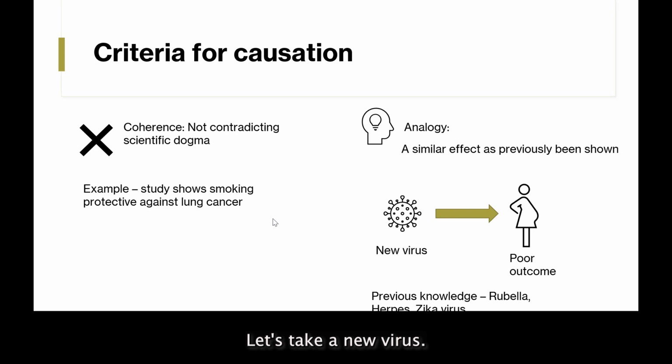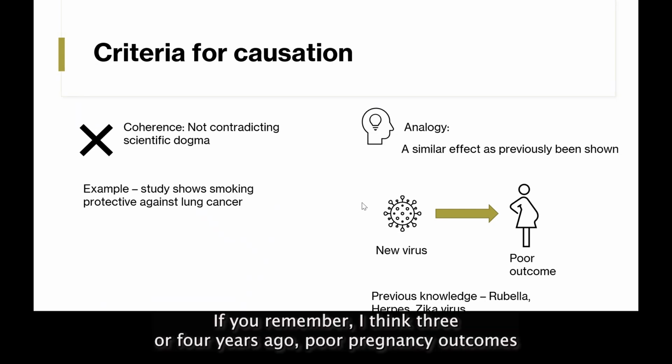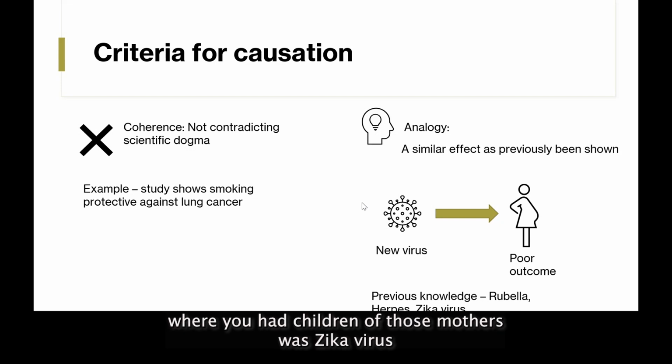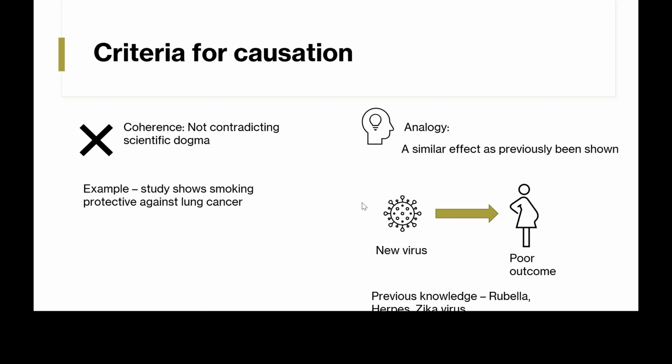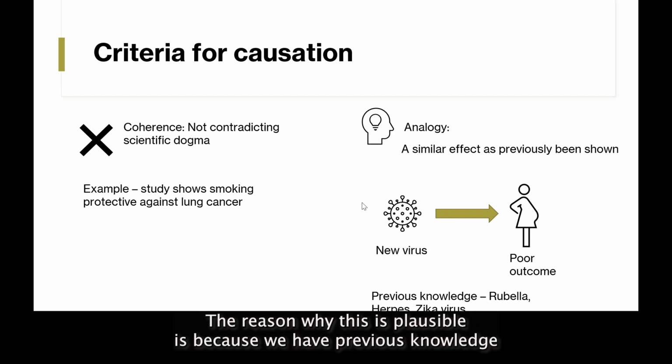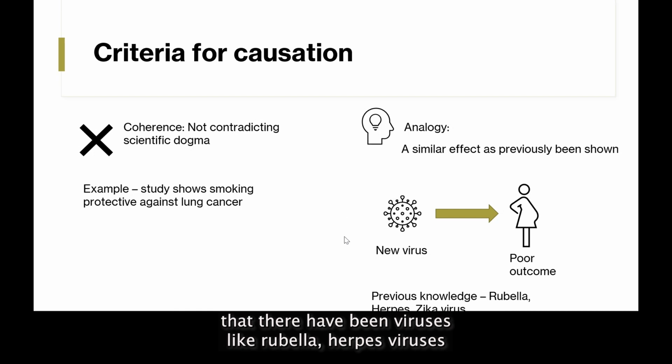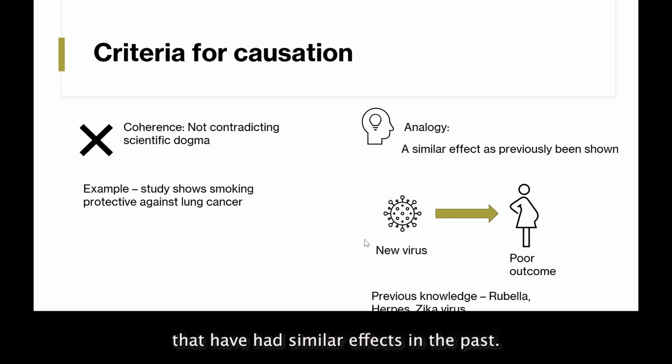Let's take a new virus. Zika virus did this, where Zika virus caused poor pregnancy outcomes. If you remember, I think 3 or 4 years ago, there were poor pregnancy outcomes, where children of mothers who had Zika virus were born with small head sizes and other anomalies. The reason why this is plausible is because we have previous knowledge that viruses like rubella and herpes viruses have had similar effects in the past.